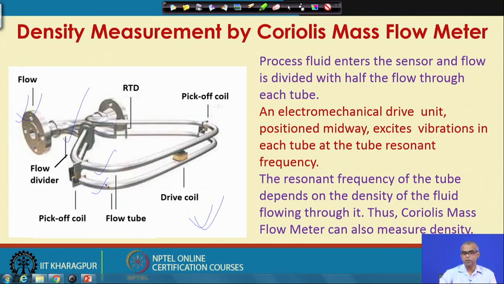The resonant frequency of the tube depends on the density of the fluid flowing through it. Thus, Coriolis mass flow meter can also measure density. An electromechanical drive unit positioned midway excites vibrations in each tube at the tube resonant frequency. The resonant frequency of the tube depends on the density of the fluid flowing through it. Thus, Coriolis mass flow meter can also measure density.